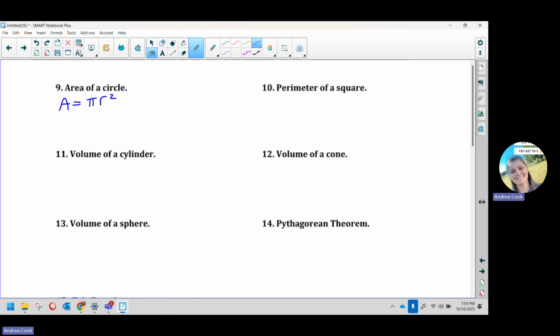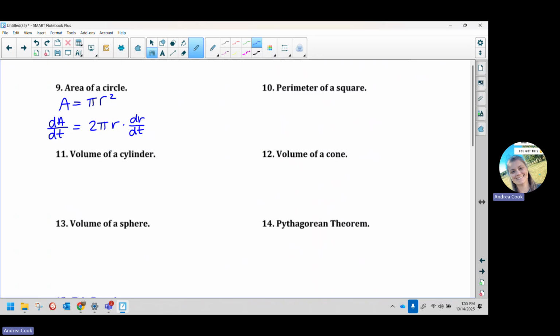Area of a circle is pi r squared. So derivative, dA over dt, 2 pi r times dr over dt. You are chaining on the rate of change in radius.